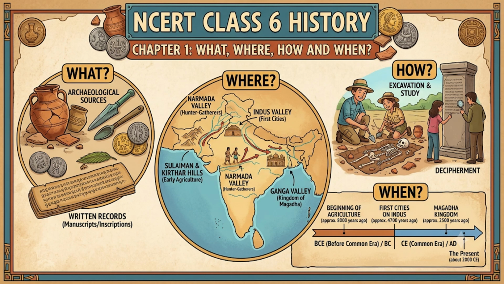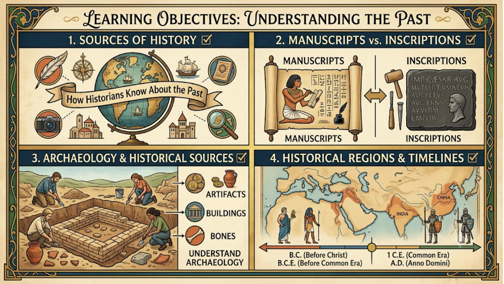Hello everyone, welcome to chapter 1 of NCERT Class 6 History. What, where, how, and when. In this chapter, we will learn how historians find information about the past. We will understand the difference between manuscripts and inscriptions, explore archaeological and historical sources, identify important historical regions on the map, and learn about BC, BCE, and CE.